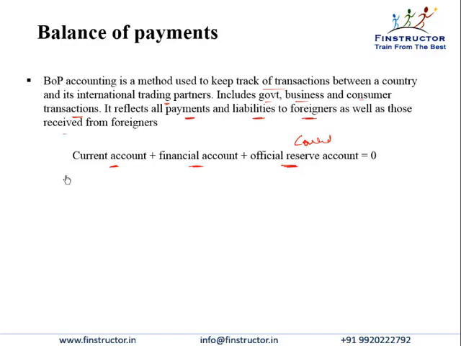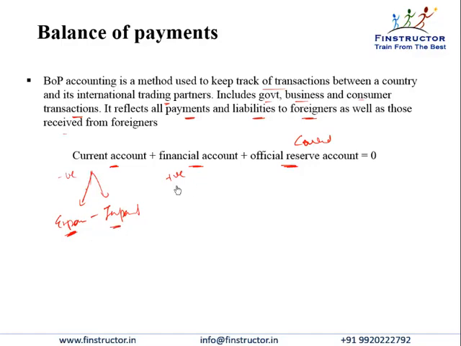So if the current account is negative, to make the whole equal to 0, the financial account must be positive. The current account, we'll see in more detail in the coming slide, is basically our exports minus imports. If it is negative, that means we are importing more. If we are buying more than what we are selling, then we will have to borrow because we sold only so much, but we bought so much.